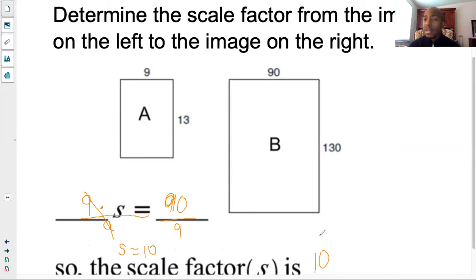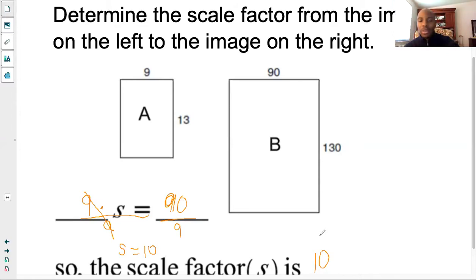Because similar means that every side is being multiplied or moved by the same thing. And if it's not similar, then you can't say there's a congruence here with 9 and 90, 13 and 130. You can set up a proportion if you wanted to as well. You could do 90 over 9 is equal to 130 over 13. And then you would still find the actual scale factor, which would be 10 is equal to 10.